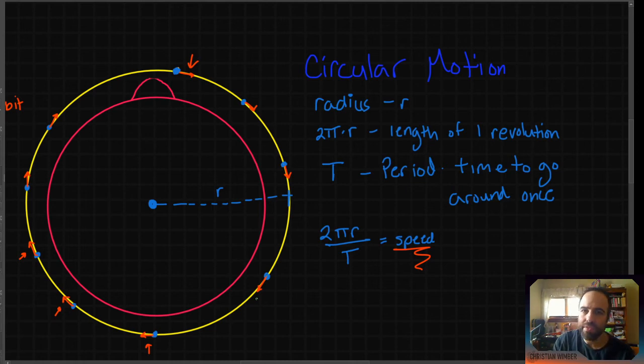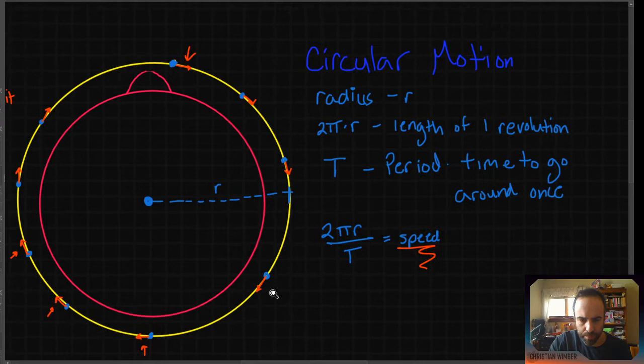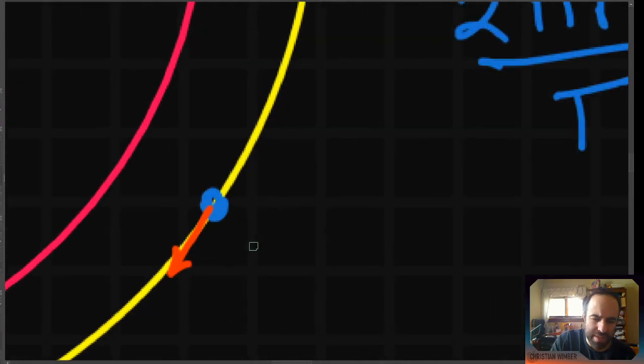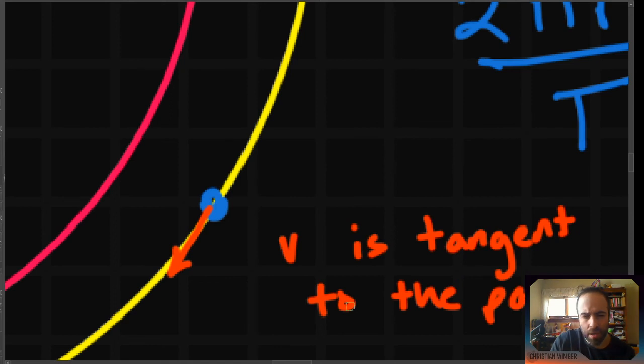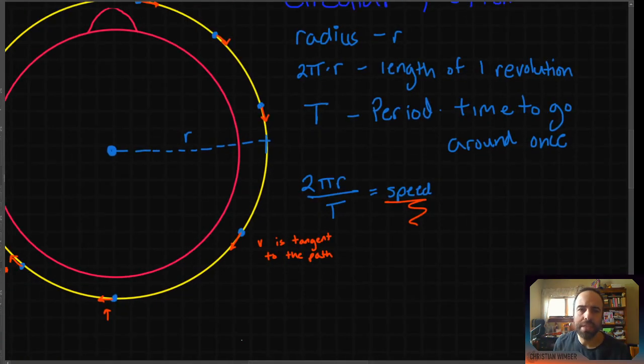So we never actually know what exact direction it's going, but there are a few things you need to know. The velocity is always tangent to the circle, to the path. So I'm assuming you've used the word tangent before. It's the line that just touches the edge of the circle and moves on. Our velocity will always be tangent to that circle.